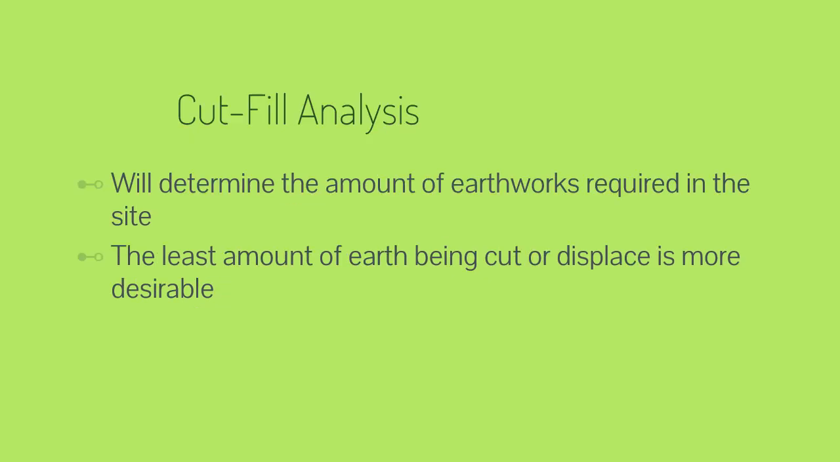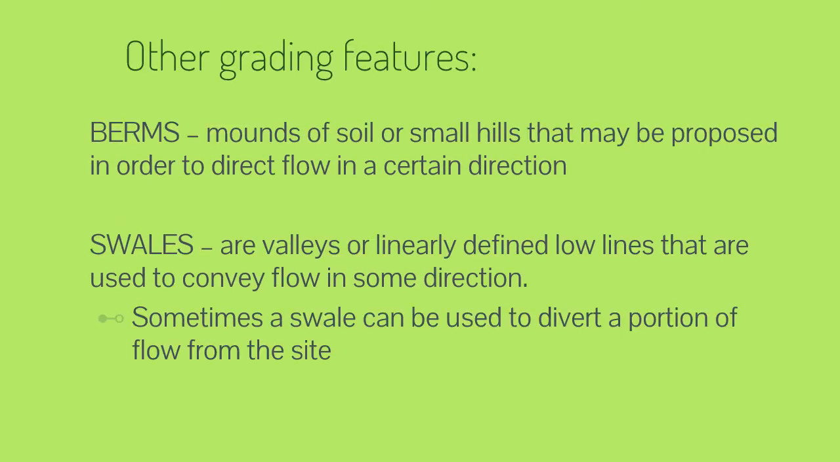For cut and fill, it will be determined by the amount of earthworks required in the site. The least amount of earth being cut or displaced is more desirable. Other grading features, such as berms, are mounds of soil or small hills that may be proposed in order to direct flow in a certain direction. The swales are the opposite. They are valleys or linearly defined low lines that are used to convey flow in some direction. Sometimes a swale can be used to divert a portion of flow from the site.